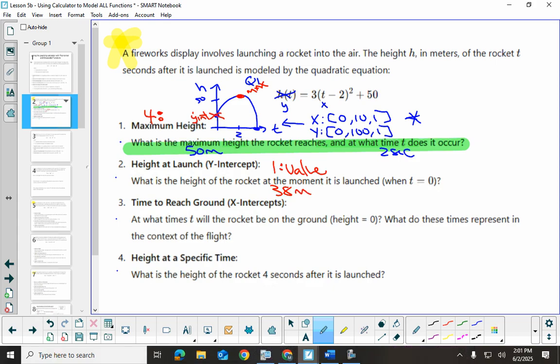This one, when I taught grade 11, it's been a couple years since I taught grade 11, is the one that most kids struggled with. At what times will the rocket be on the ground? It should be at what time, not times. When it hits the ground is right here. That is an x-intercept. For an x-intercept, we use number 2.